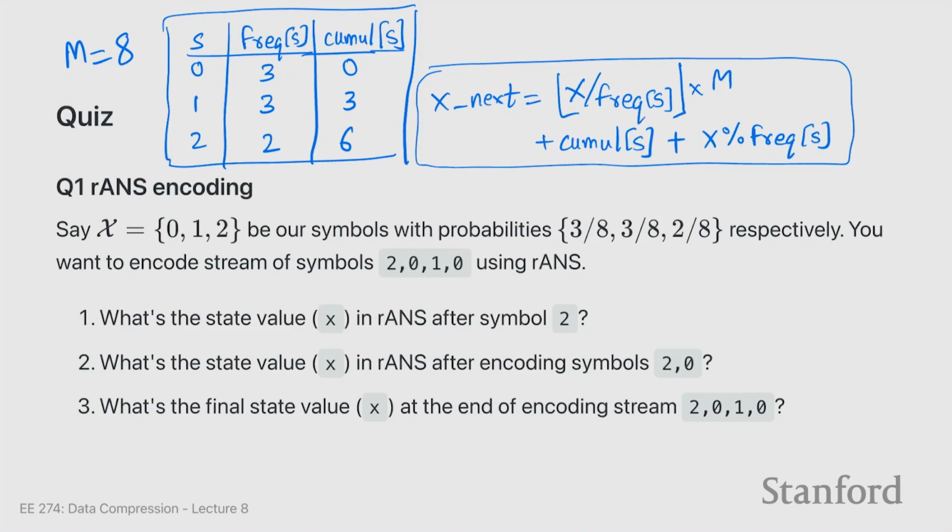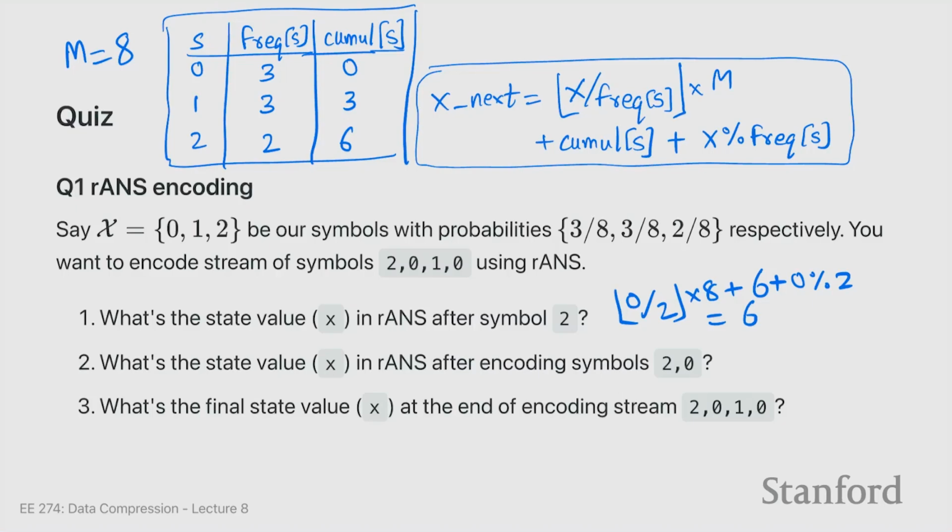Initially the state is 0. So you do 0 divided by frequency of 2, which is 2, multiplied by 8, plus the cumulative of 2, which is 6, plus 0 modulo frequency of 2, so that is 6, right? Anybody had any issues with this question? Let me know, otherwise I will just write the answers for now. You're just supposed to follow this formula and do the computations.